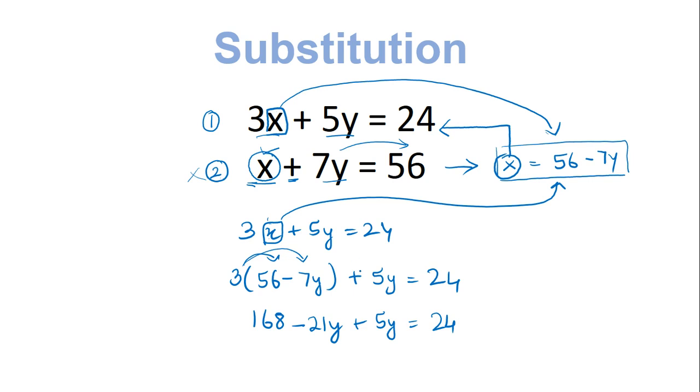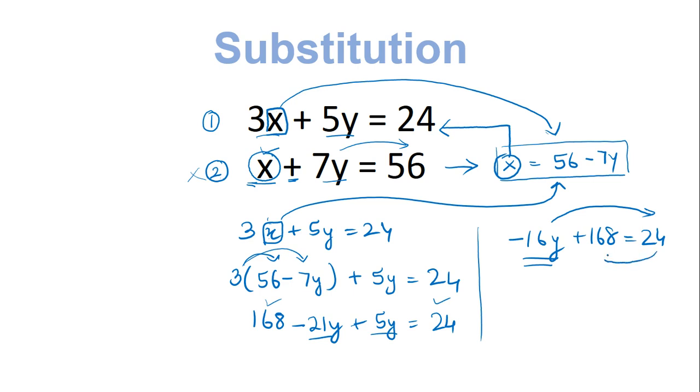Now once I have all of that, as you can see, negative 21y and 5y are like terms to each other, and 168 and 24 are like terms to each other. So first thing I'm going to do: negative 21y plus 5y is going to give me negative 16y, and there's a 168 already there, plus 168 equals 24. Now that my y is negative, it's better to take it to the other side so it turns into positive. And 24, because it's a number, should come to the number side, that is 168 and 24 are like terms, so we can take 24 to the other side.